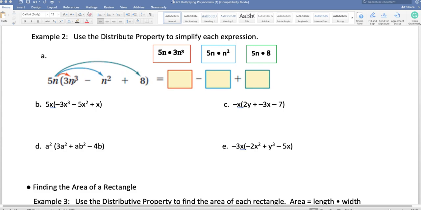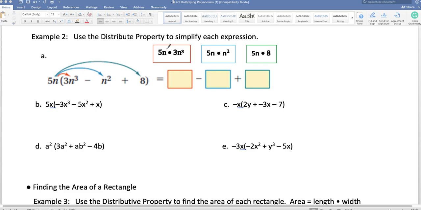Now this is a polynomial. It's got three terms. It's 3n cubed minus n squared plus 8. But when I multiply this, because I'm distributing this, I'm actually multiplying a monomial to a monomial. And that's what I've got up here to show you. So I've got 5n times 3n cubed is up here, and it's going to go into this box. Minus, and then I've got 5n times n squared, and it's going to go into this box, and 5n times 8. So that's the relationship between the product property with exponents.